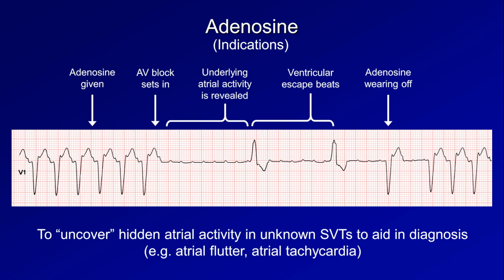Since no part of the reentry circuit of atrial flutter is located in the AV node itself, adenosine does not terminate the rhythm. It just very briefly blocks its transmission to the ventricles.